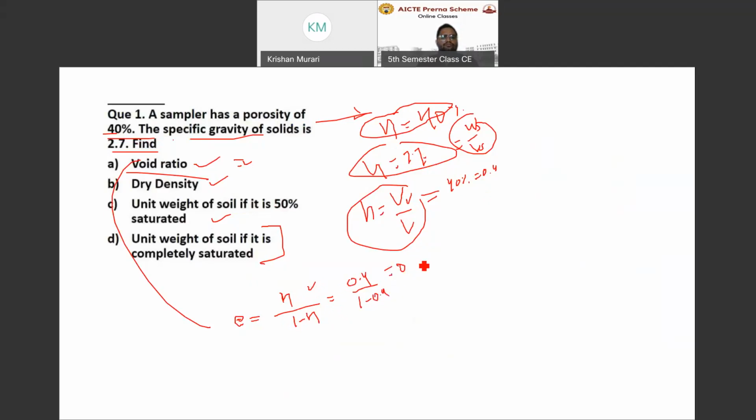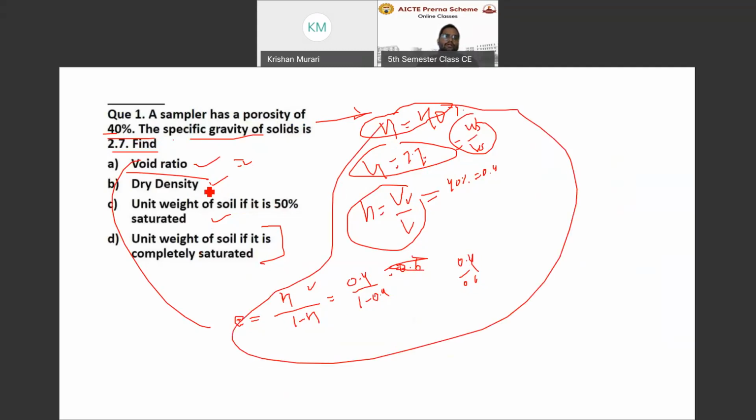Very simple question. Sorry, that is 0.4 divided by 0.6. You can write it here. You can solve it also. Now the second term is dry density. Second is dry density, or dry unit weight, whatever you want to call it. So the dry unit weight formula is gamma d equals G gamma w upon 1 plus e.